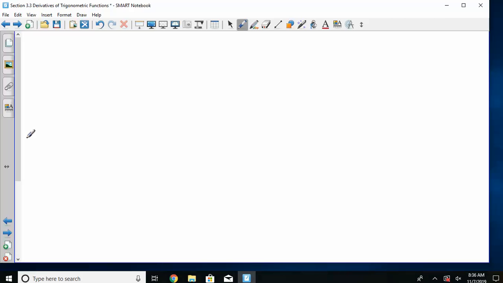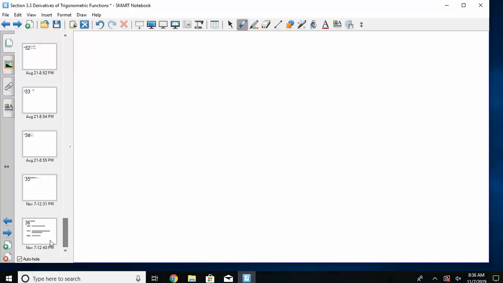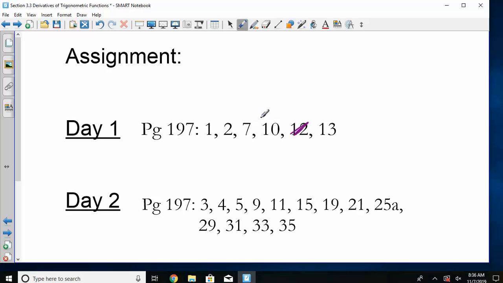The homework, I think I'm going to slightly change. I've listed out a few problems here, but instead of problem 12, I want you to do problem 9. Okay, so it's 1, 2, 7, 9, 10, 13. That's what I would like you to do for tomorrow.